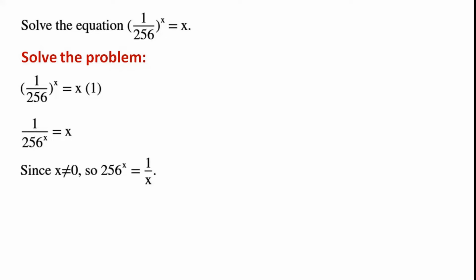Since x doesn't equal 0, by rearranging the equation, 256^x = 1/x. Raise both sides of the equation to the power of 1/x.